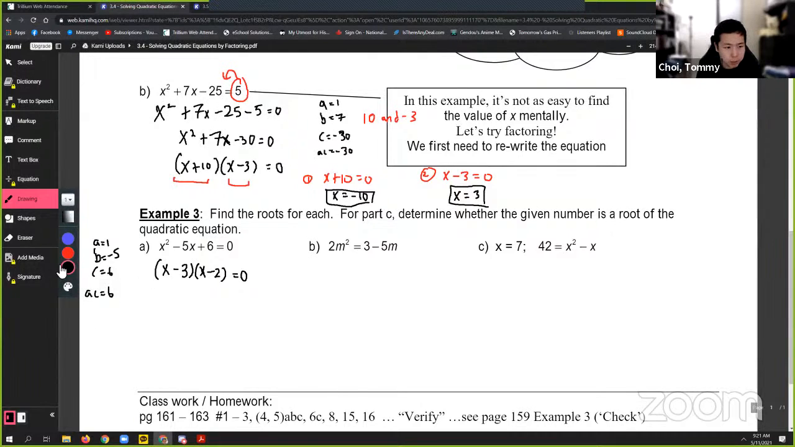And then I can set each bracket equal to 0. So number 1, x minus 3 equals 0. And number 2, x minus 2 equals 0. And then we solve that out. We get x equals 3 and x equals 2 as our two answers.